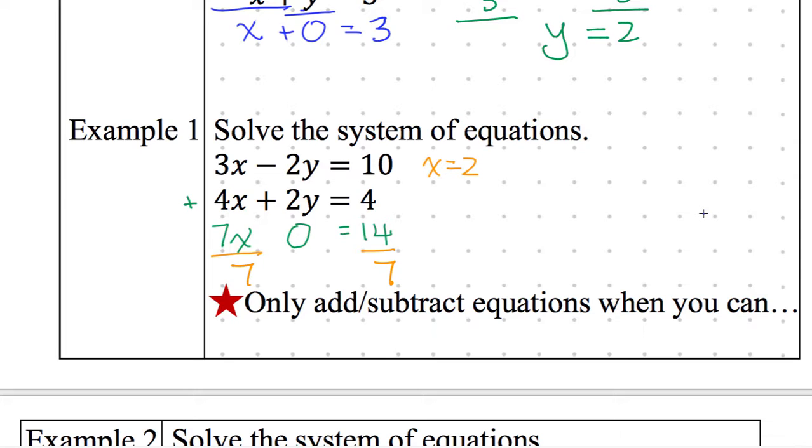The second one. Why'd you choose the second one? Just random? Yep, that's totally fine. I like the second one more too because it doesn't have a minus. I don't like minuses as much because I make mistakes all the time. So let's plug it into the second one.